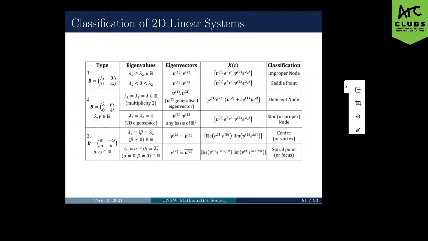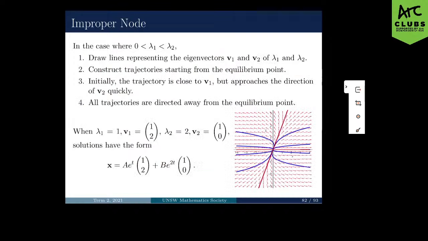So now we'll go on to trying to sketch phase portraits for 2D linear systems. This table provides a summary of what we're going to look at in more detail now. In the case where we have two positive real eigenvalues, I have an example here. Let's suppose we have this system, dx/dt is equal to Ax.